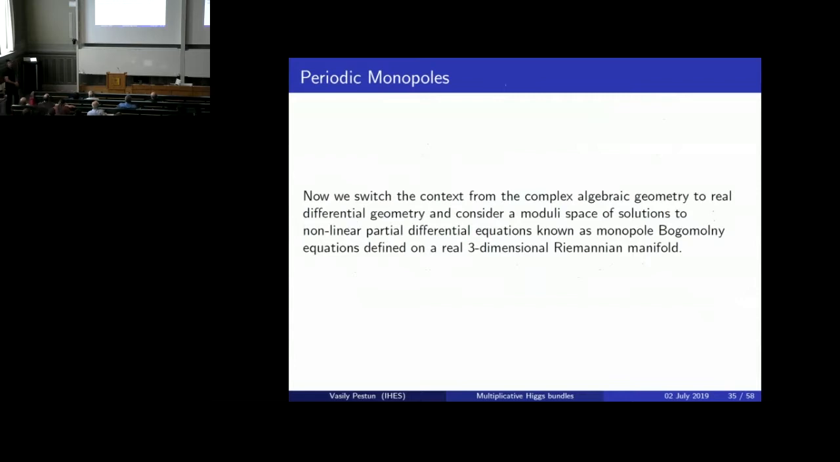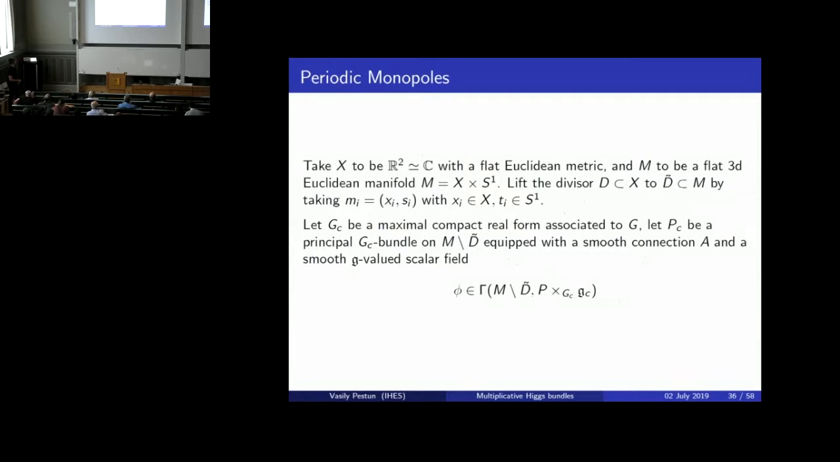Now let me switch context and come to the moduli space of periodic monopoles. So we'll consider these nonlinear partial differential equations, which are reductions of self-dual equations from 4 dimensions to 3 dimensions, sometimes called Bogomolny equations. Concretely, we'll take X to be R^2 with a flat metric, and M to be a flat 3D Euclidean manifold, which is the product of X and S^1. We lift the divisor to the 3-dimensional space of punctures on M, and let G_c denote the compact real group associated to the complex reductive group G.